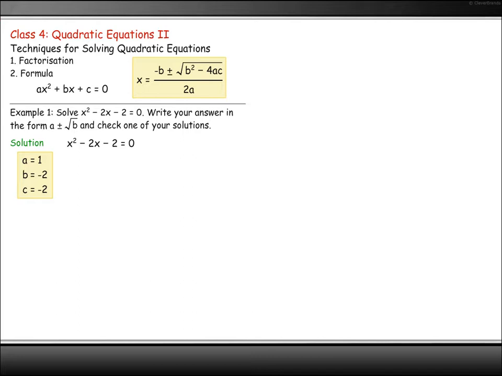Everywhere you see a letter in the formula, replace it by a bracket and fill the bracket with the correct number. Work out all the brackets. Tidy up inside the square root sign.